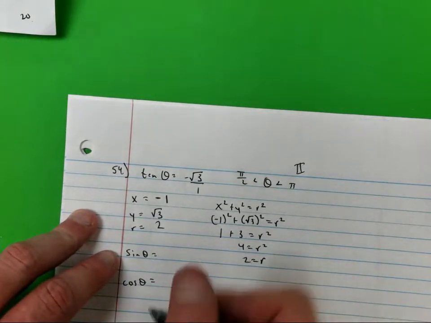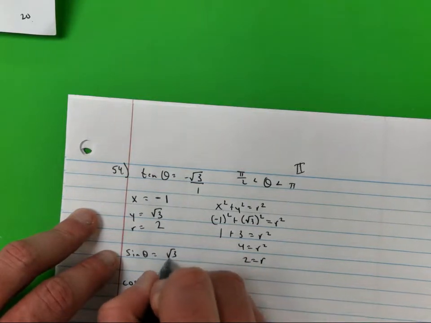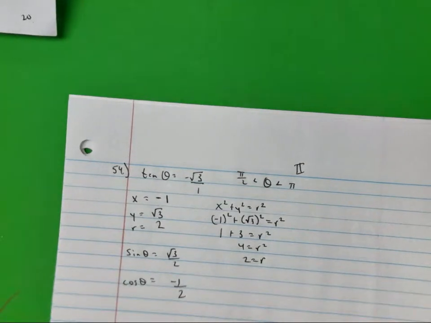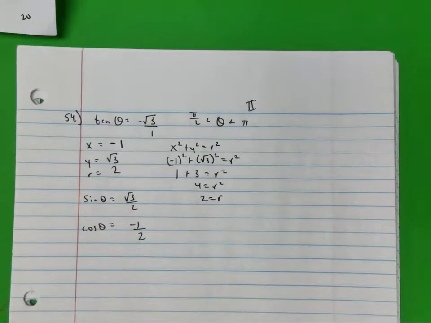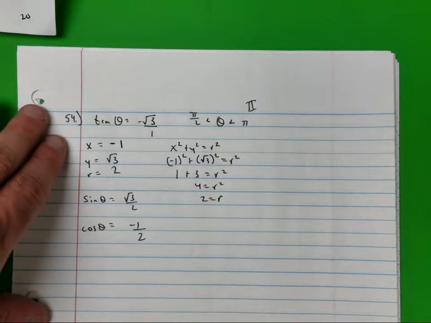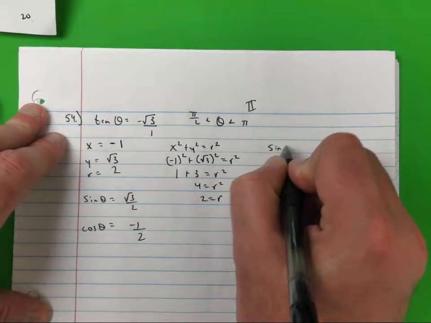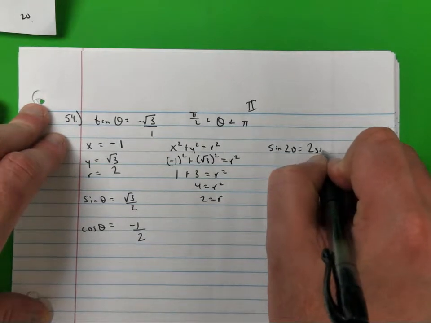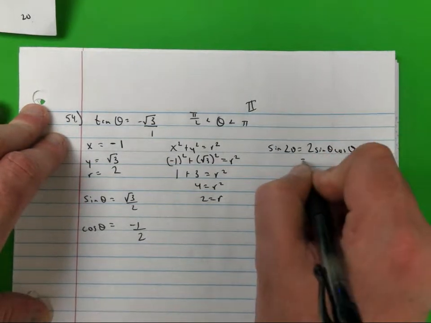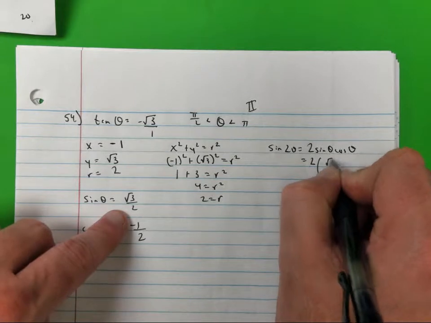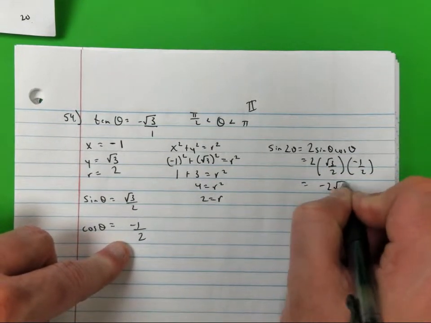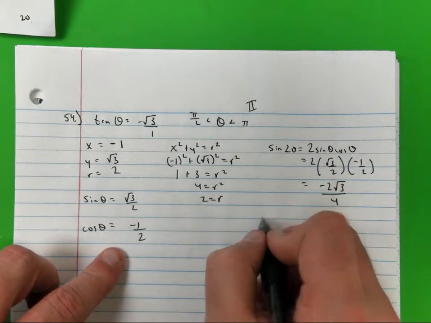Remember, sine is y over r, square root of 3 over 2. Cosine is negative 1 over 2, x over r. Now I have enough information, I'm ready to find my double angle: sine 2 theta, cosine 2 theta, and tangent 2 theta. Sine of 2 theta equals 2 times sine theta cosine theta. Sine theta is square root of 3 over 2, cosine is negative 1/2. That gives you negative 2 square root of 3 over 4.